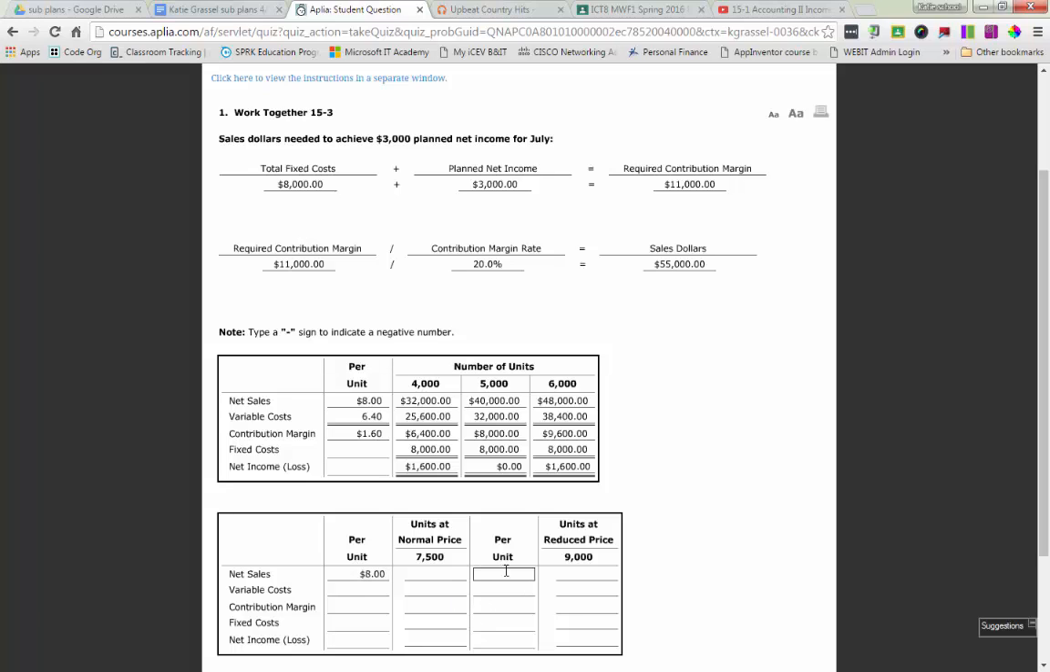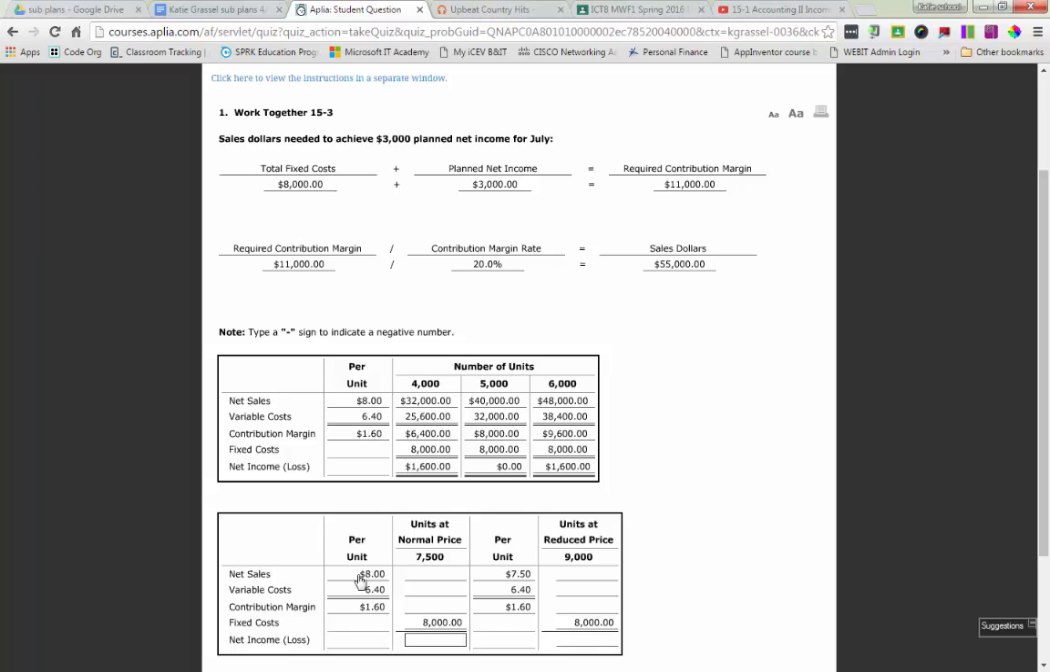But they're going to go through and say, if we do a reduced price over here at $7.50, let's see what happens. $6.40 is still my variable cost, so my contribution margin is still $1.60 on each one. My fixed cost, $8,000. Fill in my knowns.